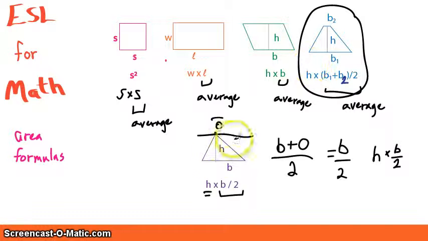So all 5 of these formulas are really the exact same formula. They just have different letters for different shapes. But if you remember the basic idea, the average of the top and the bottom multiplied by the height, you won't have any problem remembering all 5 of these formulas.